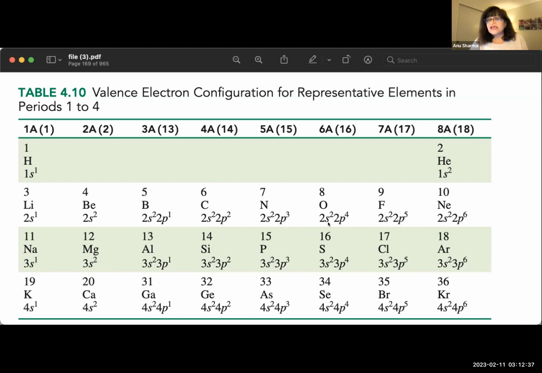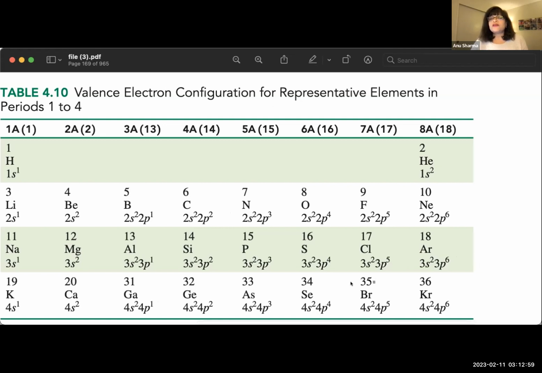Same is the case for 6A. 2 plus 4 is 6. So for 6A the valence electrons are 6, and they are present in s and p. Depending upon the energy level, you will have 2s, 2p, 3s, 3p, and 4s, 4p filling.